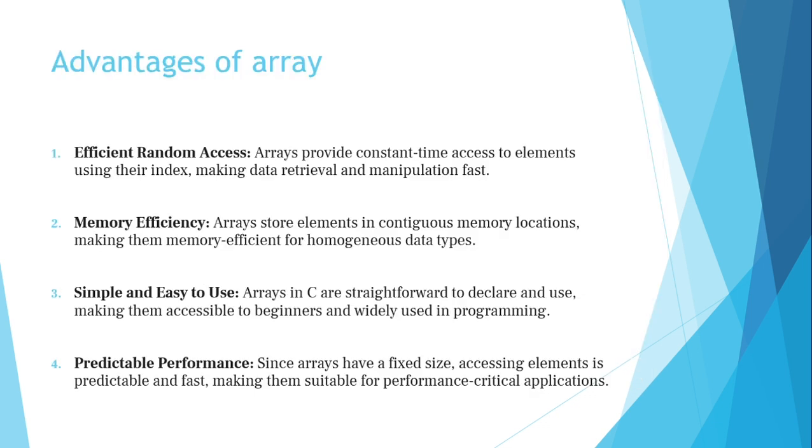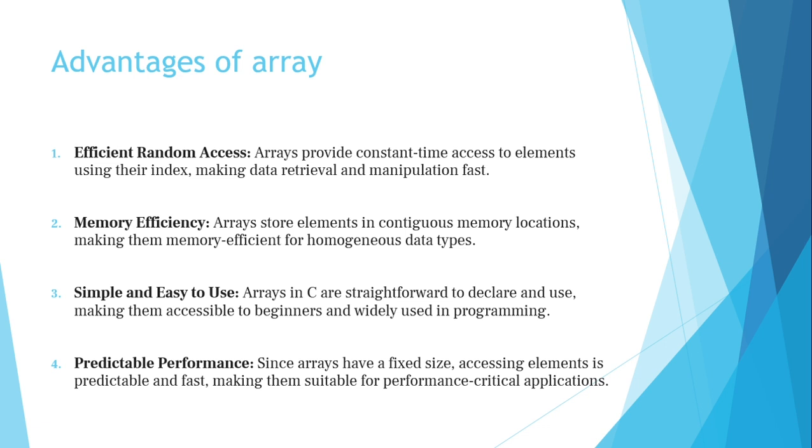Advantages of an array. What are the advantages of an array? Efficient random access. Arrays provide constant time access to elements using their index, making data retrieval and manipulation faster. So it is a linear type of array. Contiguous memory allocation is there. Arrays are followed by index values and access takes constant, fixed time.